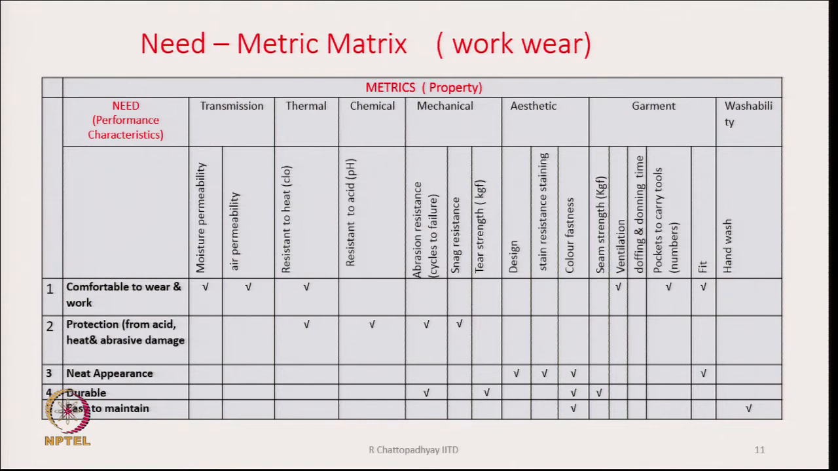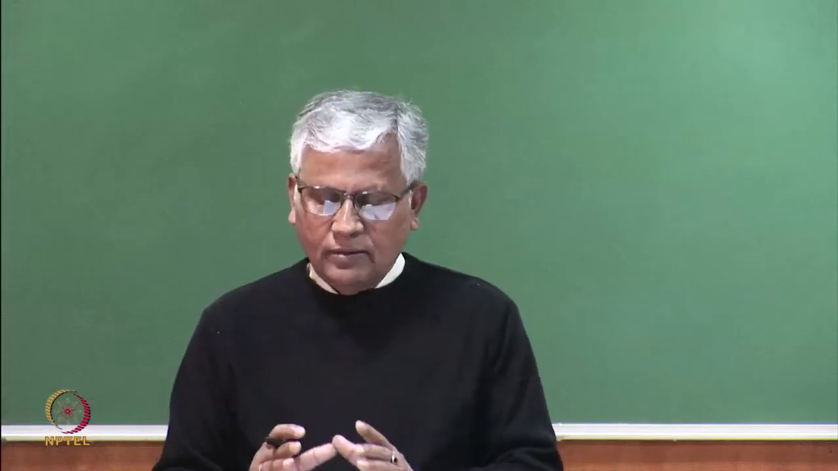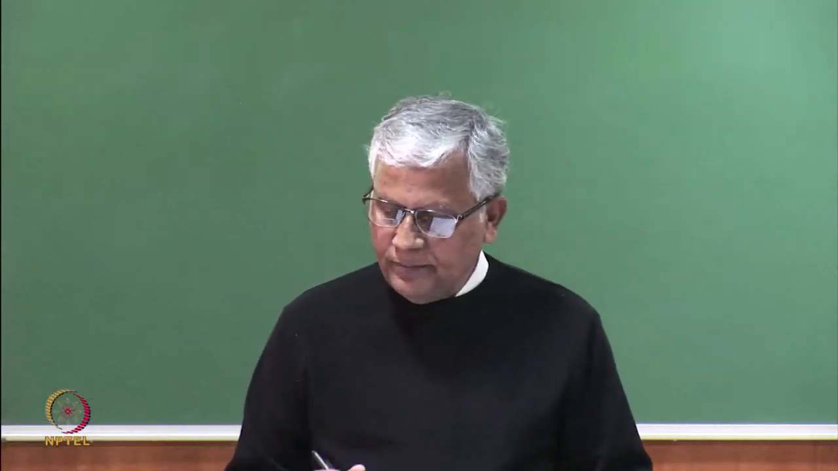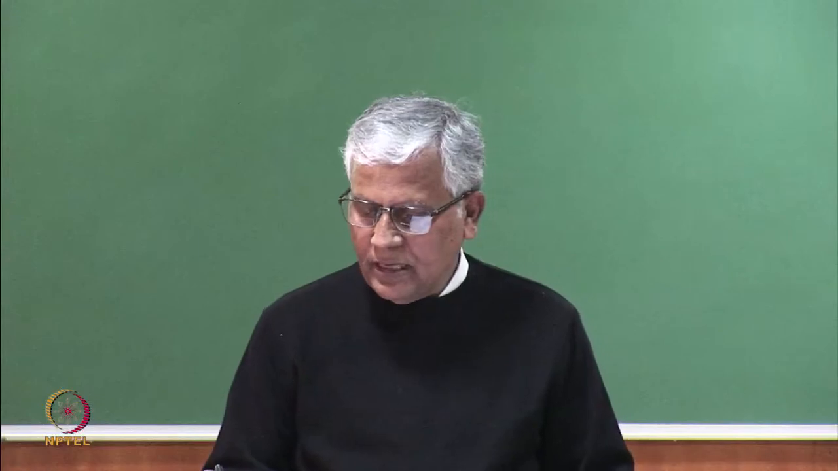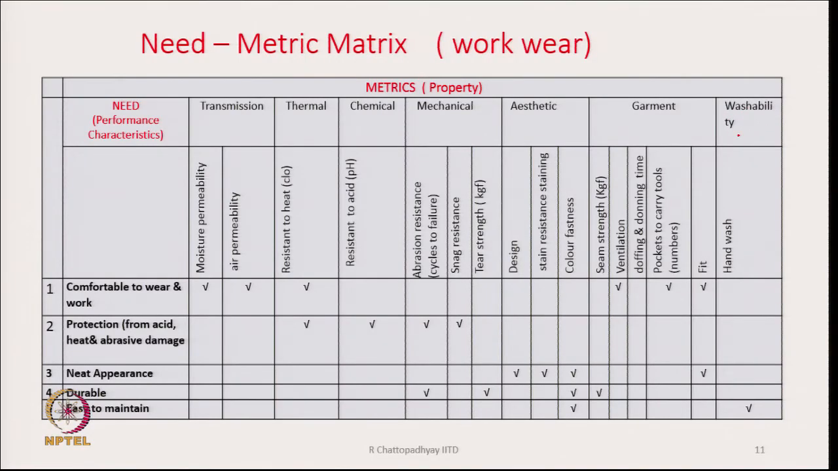Now, what we have done here is that the properties have been classified: transmission property, thermal property, chemical property, mechanical, aesthetics, the garment. Suppose it is workwear, it is a garment. So, garment related characteristics also will come. About maintenance, we have also written something, washability. So, different metrics have been classified here.